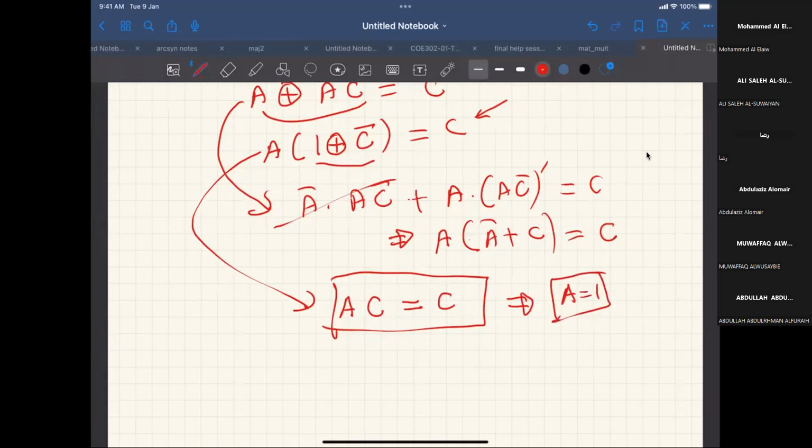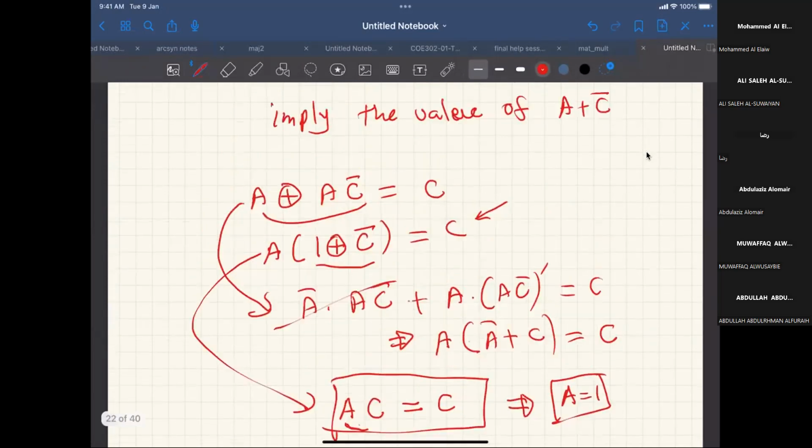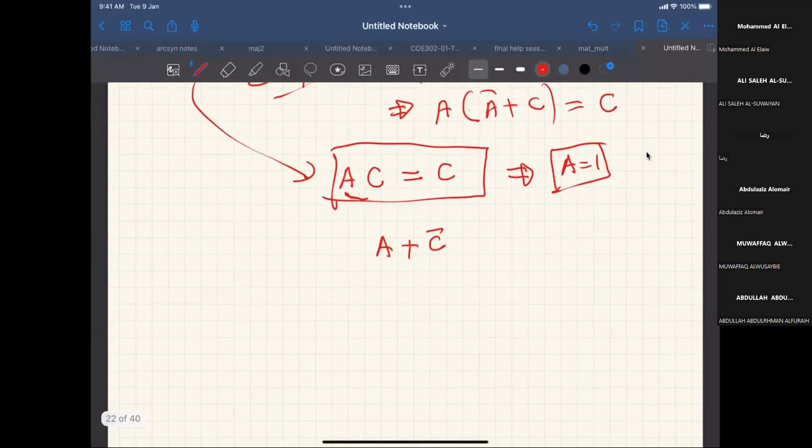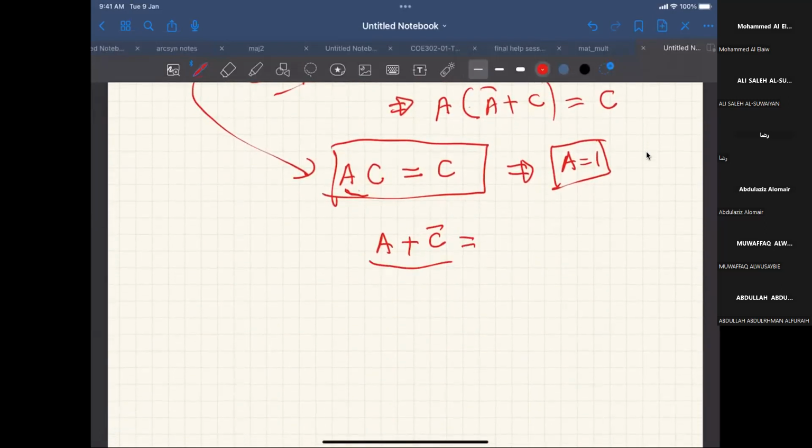And if A is 1, actually you don't need to continue here. You don't need to know the value of C, because what are we implying? We are implying A ORed with C complement. So if A is 1, then 1 ORed with C complement is going to be 1, regardless of the value of C. So this is the answer to this question.